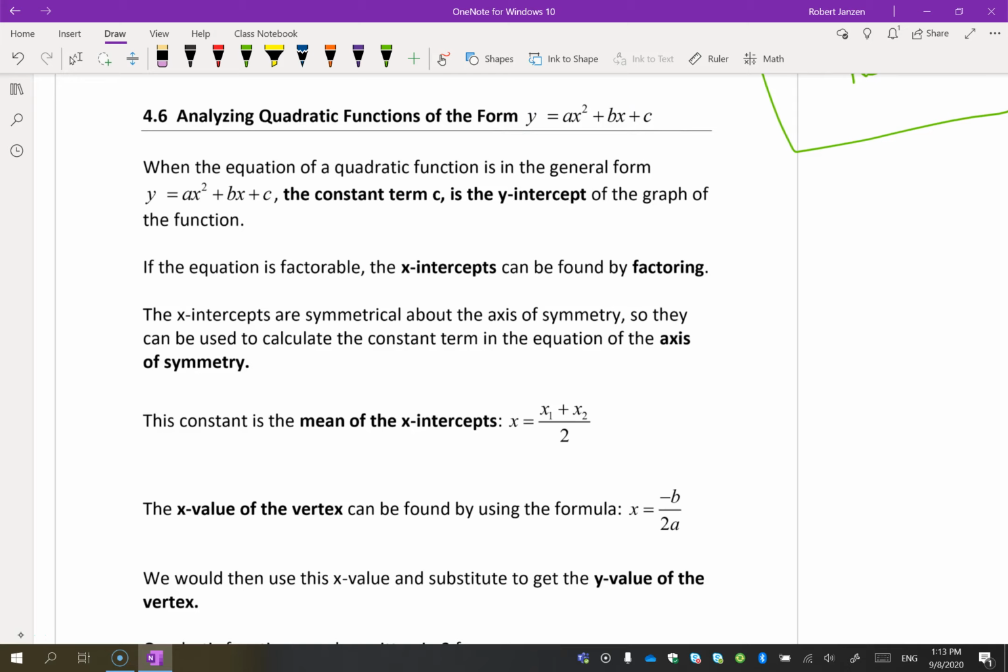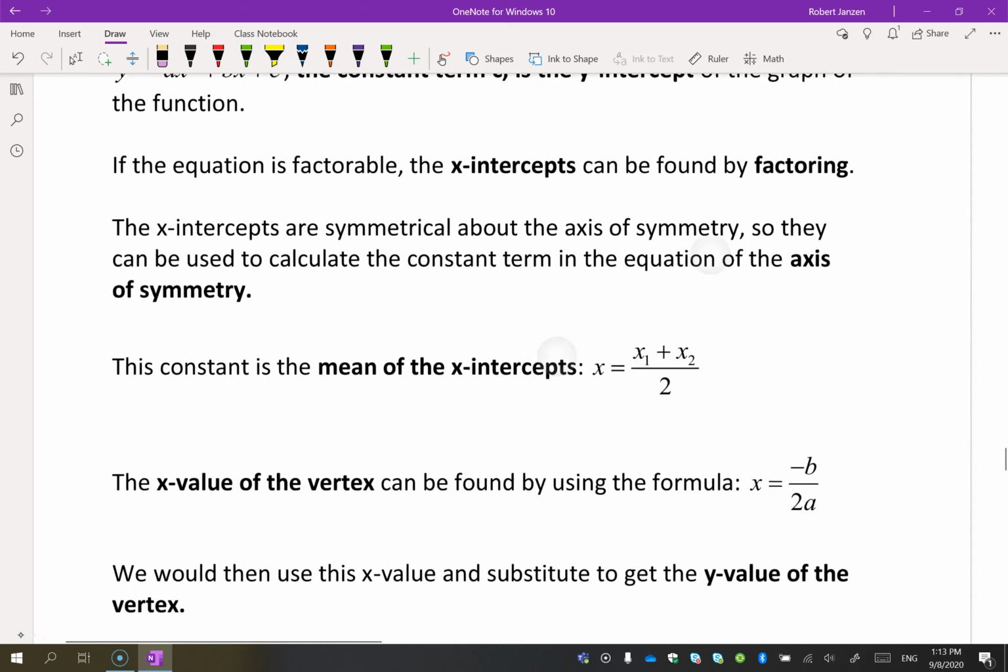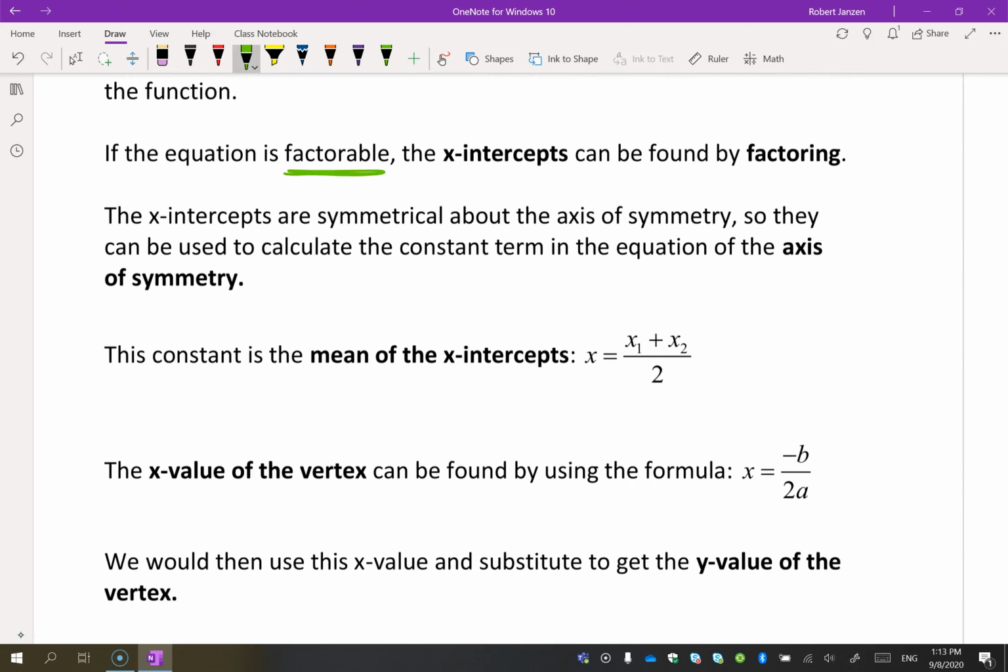Okay, a couple of things to note. When it's in this form, the good news is the y-intercept is really easy to find, right? Because if we make x be 0, those two terms are going to disappear, and the y-intercept is always just going to be the constant. So that's really quick. Okay, it's also factorable usually, so x-intercepts are easier to find in this form.